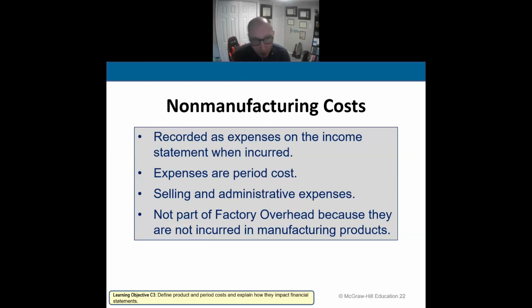And of course, there are other costs related, non-manufacturing costs. We talked about these. These are selling and administrative expenses, other expenses that get onto the income statement when they're incurred. These expenses are what we call period costs, and they're not a part of factory overhead. So selling and administrative expenses are operating expenses that are not a part of factory overhead, but they're related to the process. So selling the car and the administrative people, the human resources, the accountants, the white collar people doing the work in the office.